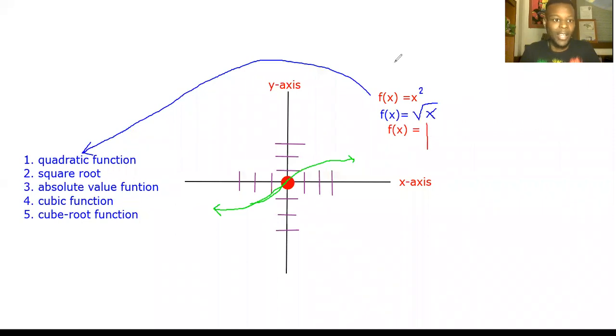Well, not that long. And now would be a good time to change it to blue so you can see what's going on here. Absolute value of x. And then change it back to red.